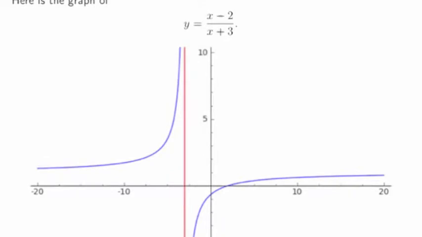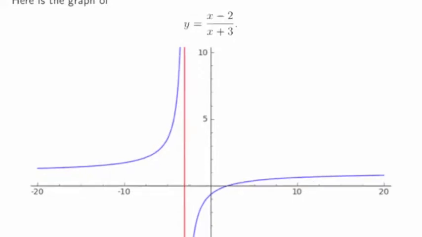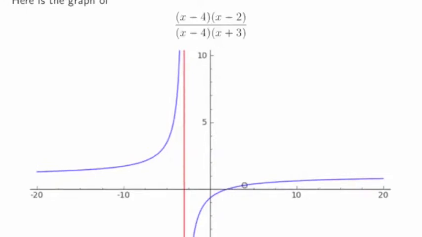Here's a graph of the rational function x minus 2 over x plus 3. There's a graph of the rational function where we multiply numerator and denominator by x minus 4. The only difference is that now that we've multiplied by x minus 4 in top and bottom, we have a problem when x is 4, and we have to eliminate that possibility, so there's a hole there. That function has no holes, one red asymptote. This function looks just like it, except it has a hole where x is 4, because we cannot plug x equals 4 into this one. No hole, hole. No hole, hole.